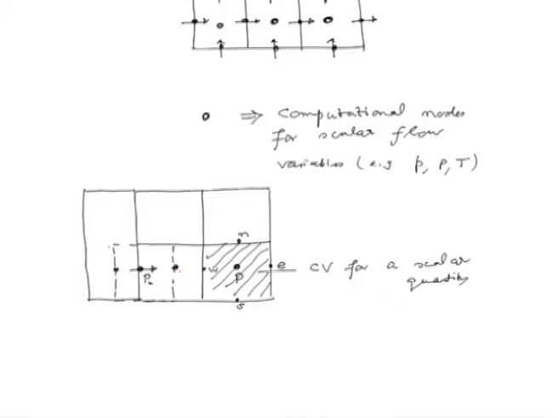So, this becomes our eastern face for u, western face for this. So, let us hatch it differently. Similarly, southern face and this is northern face. So, this is the CV for u velocity component.